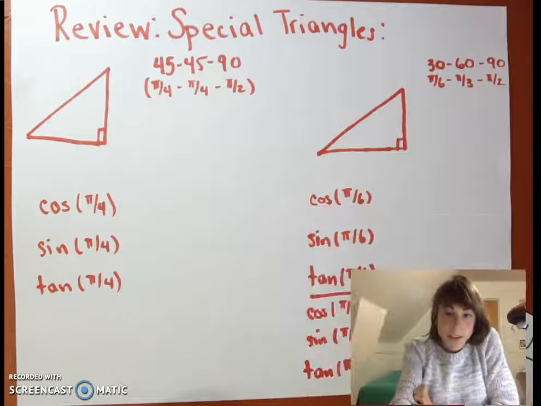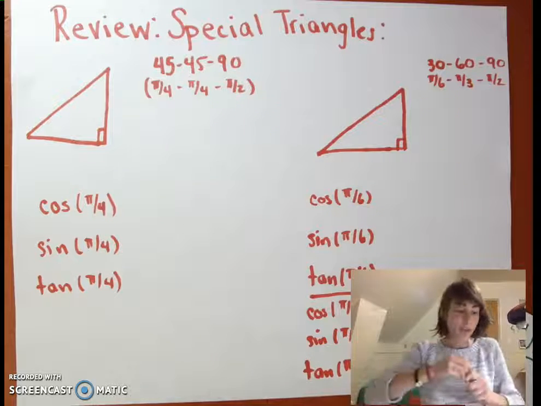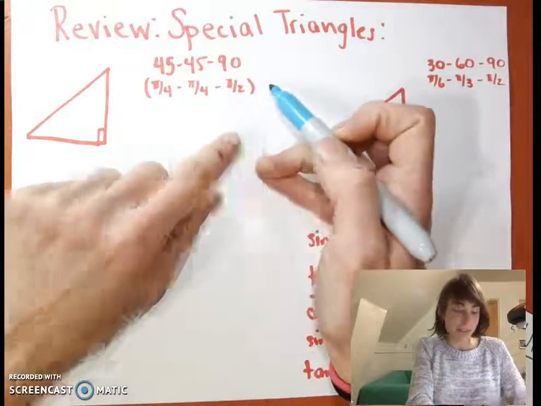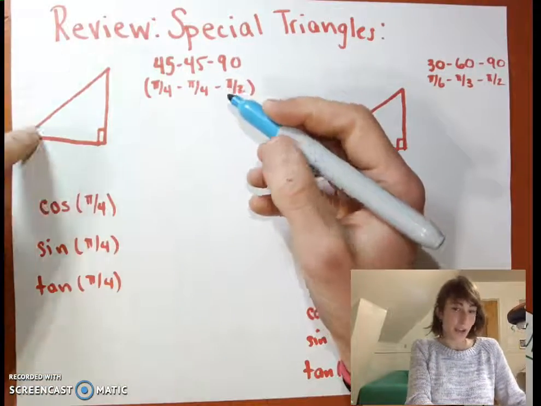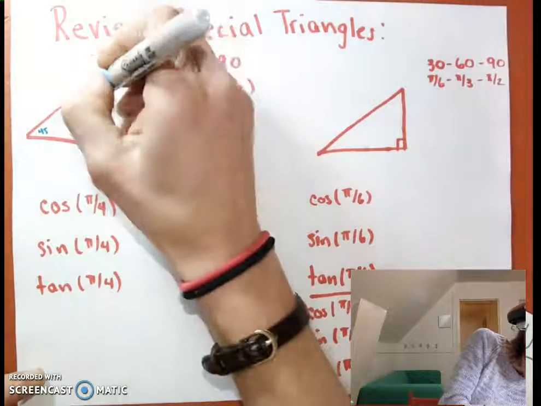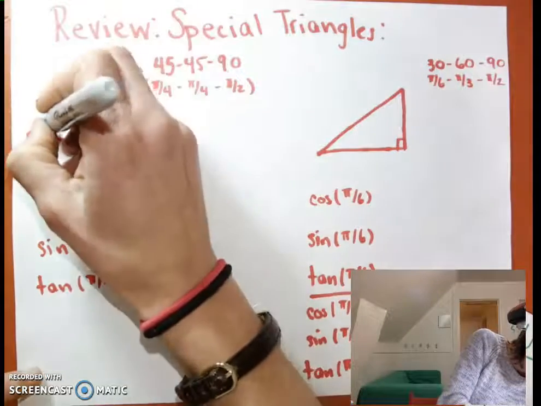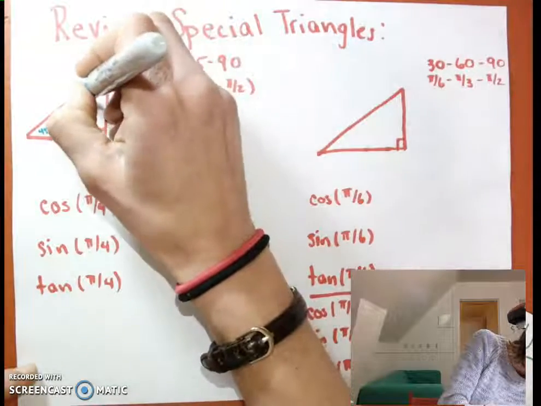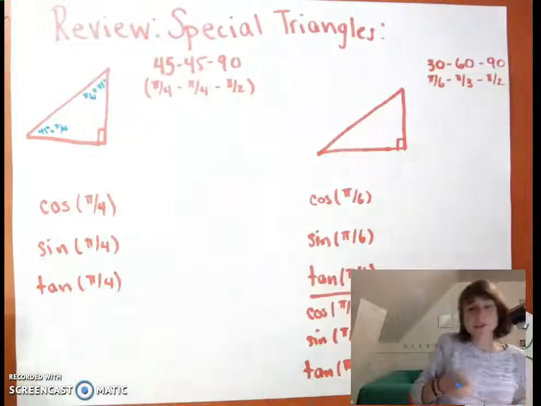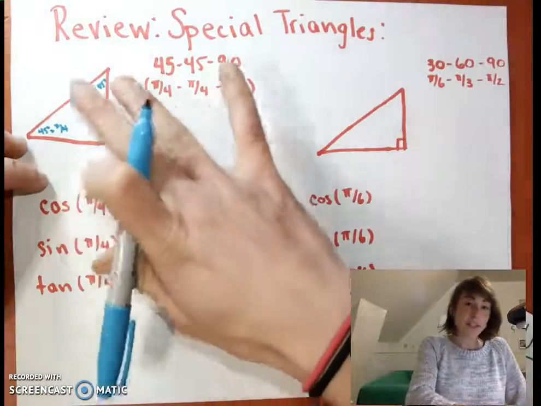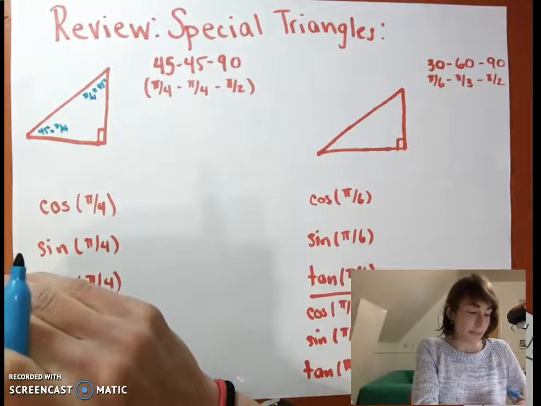So the 45-45-90 triangle, or in radians, the pi over 4, pi over 4, pi over 2 triangle, is a right triangle and it's isosceles. So these two angles are each 45 degrees, which, as we know, equals pi over 4 radians. Now, this particular triangle has a special relationship among its side lengths.